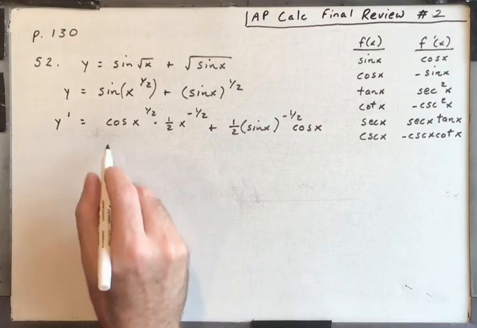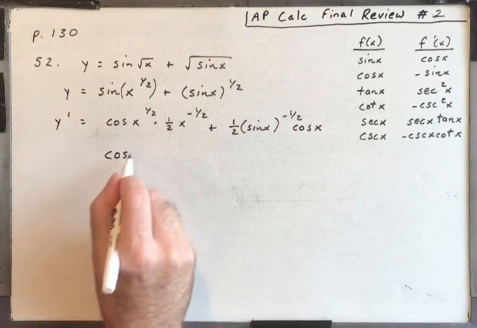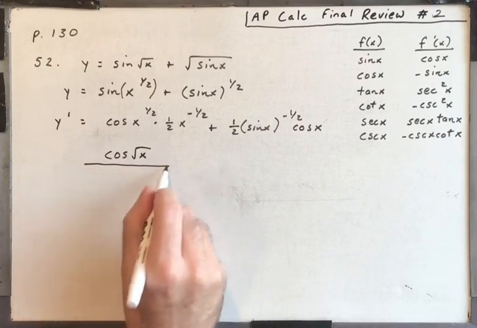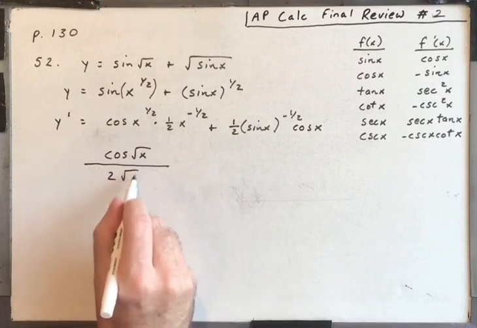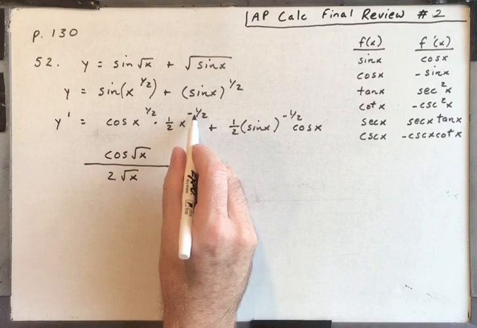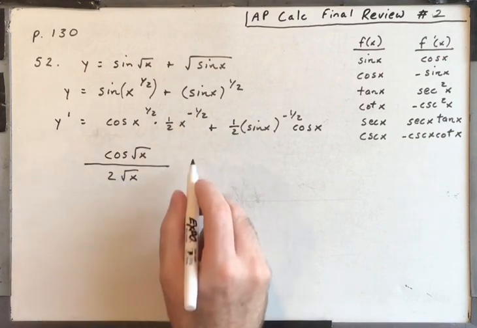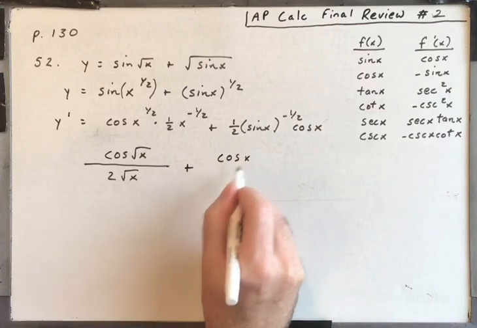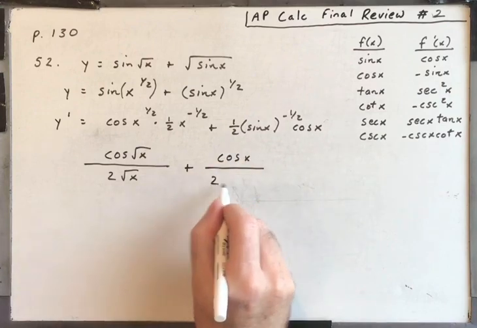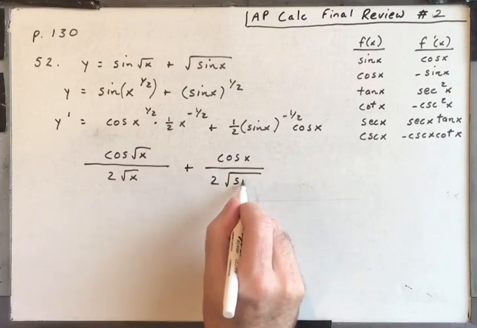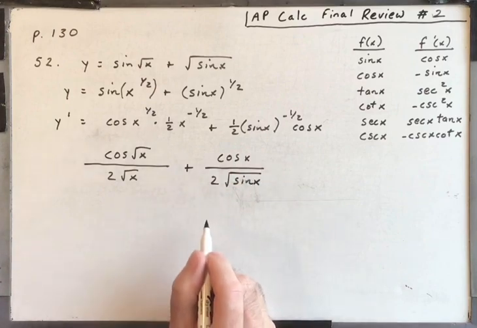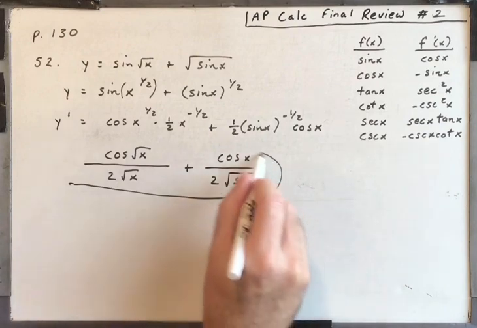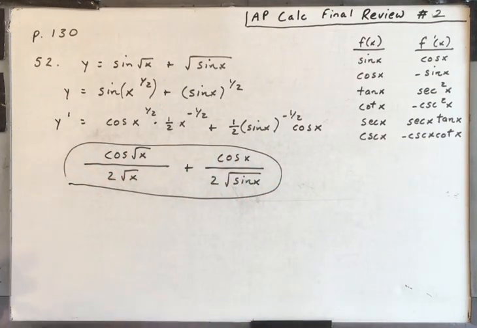All right, so this would be cosine. I'm going to make it nice and take that x to the 1/2 and put it back under a radical, since that's prettier, over 2 root x, so bring that x to the negative 1/2 down, plus cosine x over 2 times the square root of sine x, all under the radical. Okay, so watch that one again if you need to.